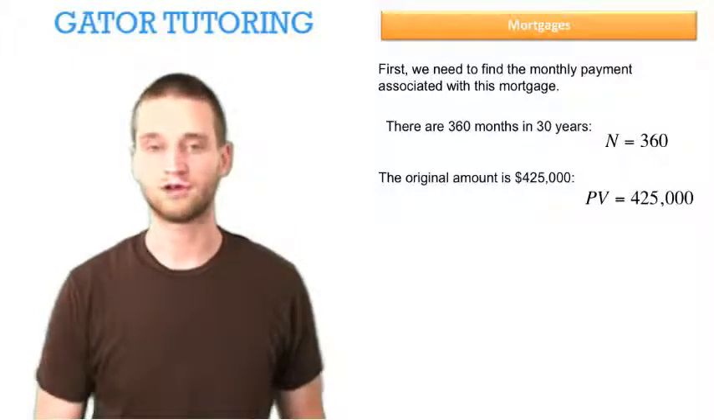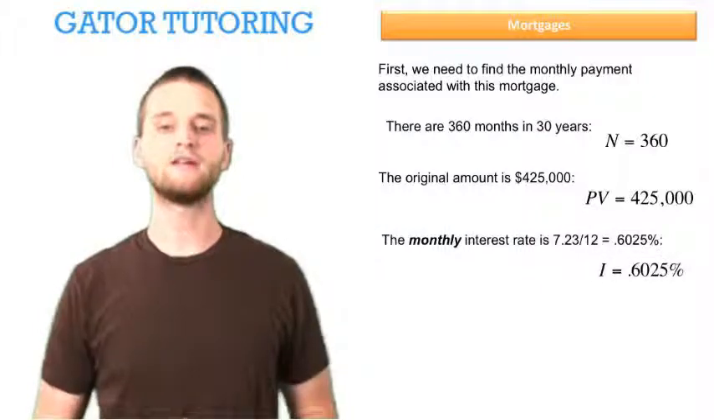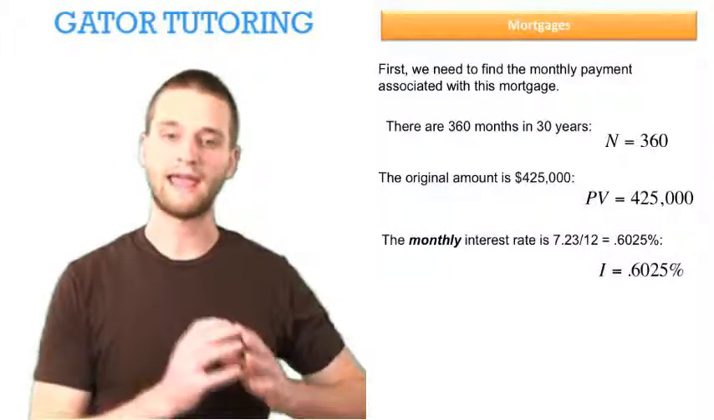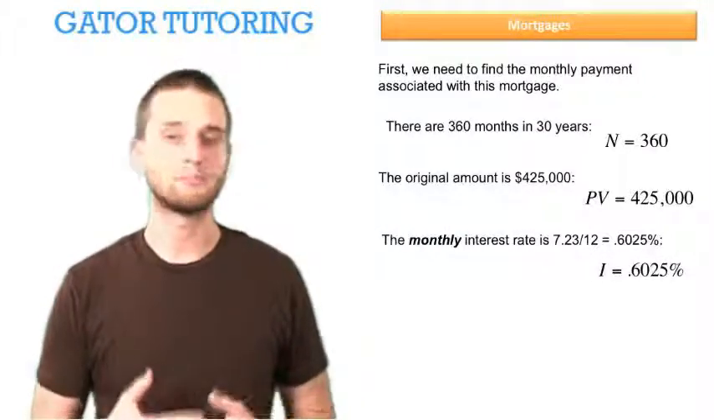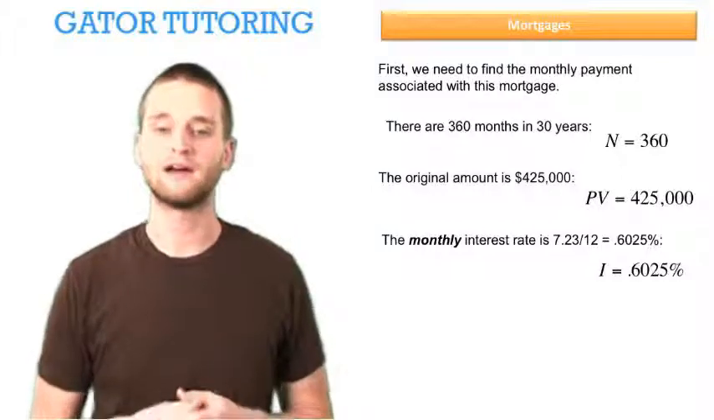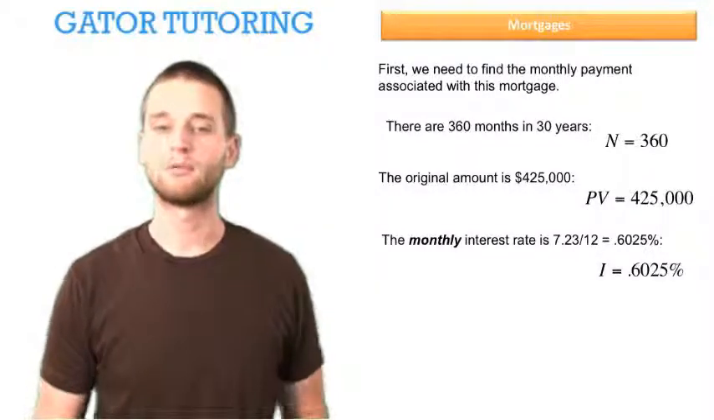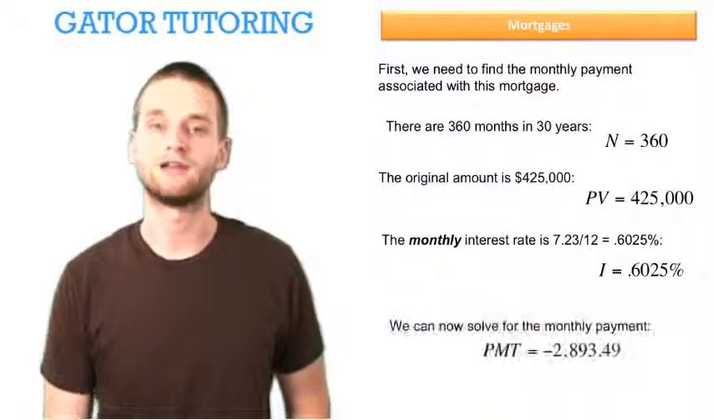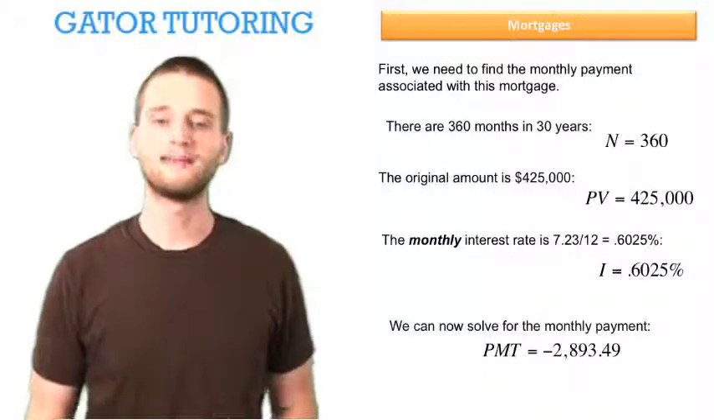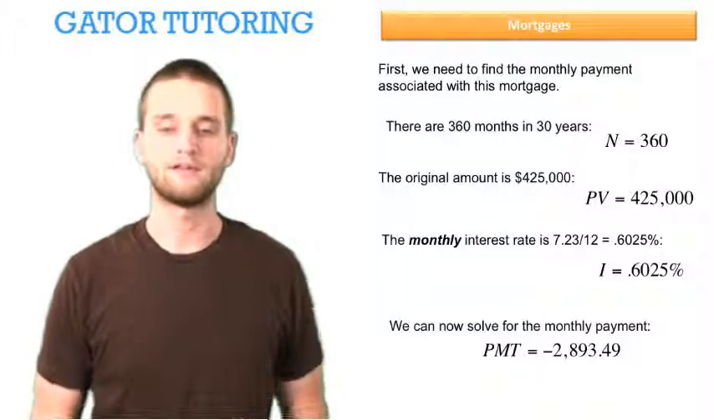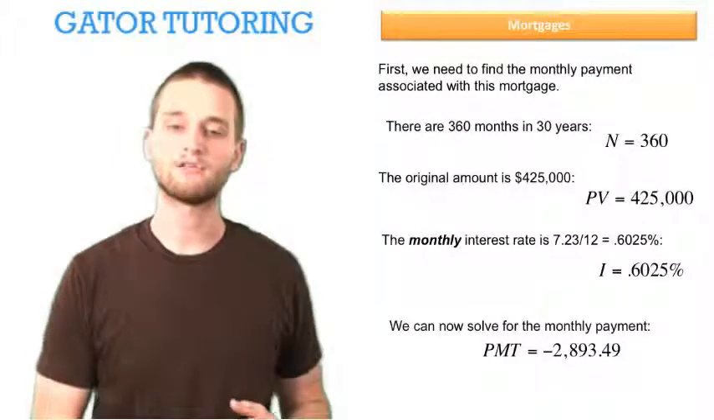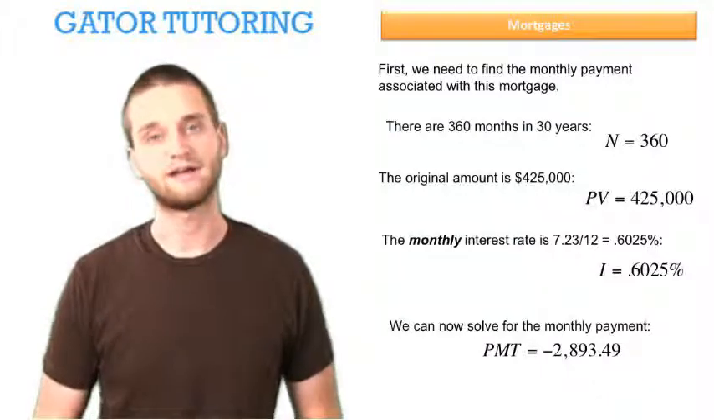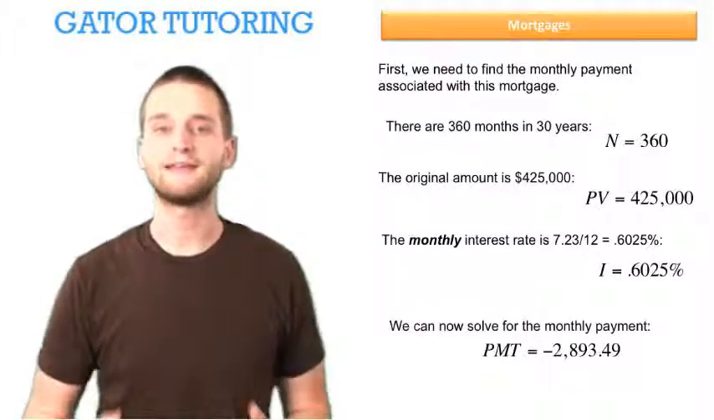It's a cash inflow. The monthly interest rate is the annual interest rate, 7.23%, which is given in the problem, divided by 12 months in a year. So we get 0.6025% for the monthly interest rate, and this is what we enter in for I. We can now solve for the monthly payment, and we see that it's minus $2,893.49, and it's negative because we're making payments on this loan.